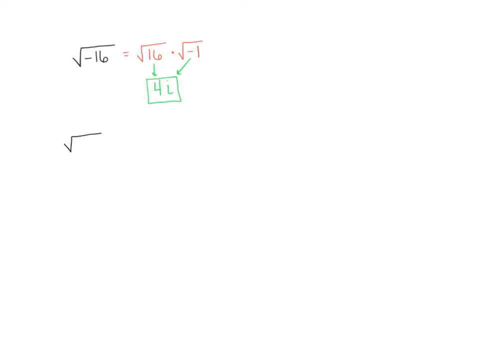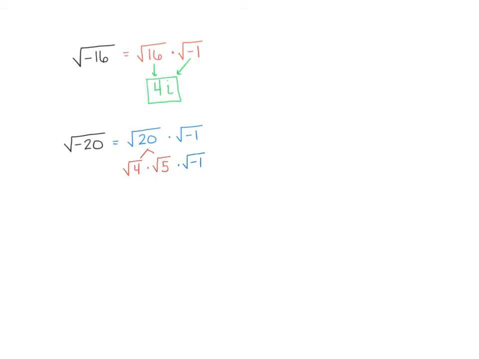Let's look at one that we have to break down a little further. So let's look at the square root of -20. Again, we can start by breaking this apart into the square root of 20 times the square root of -1. But 20 isn't a perfect square, so we want to break that apart into the largest perfect square times another number. So we'll break this apart into the square root of 4 times the square root of 5. Again, we want to use 4 and 5 because 4 is a perfect square. And then we still have this square root of -1.